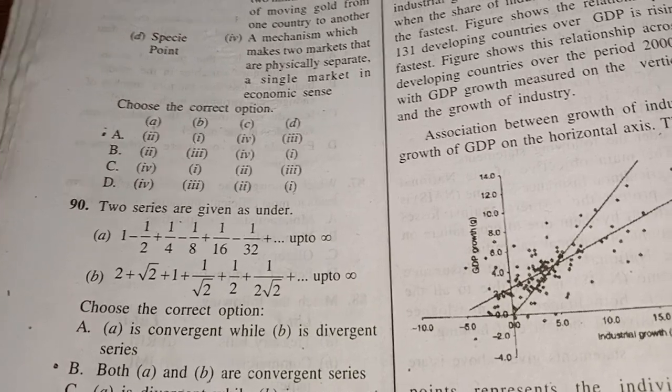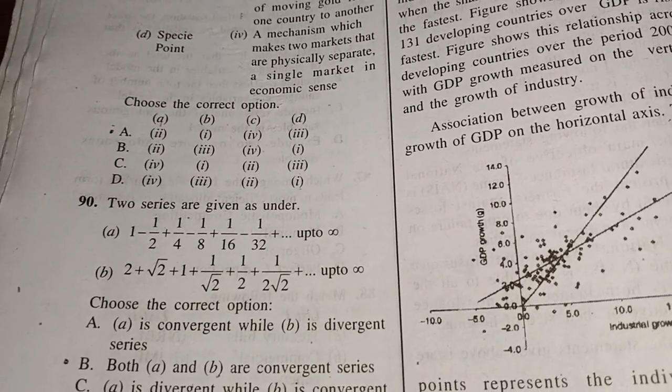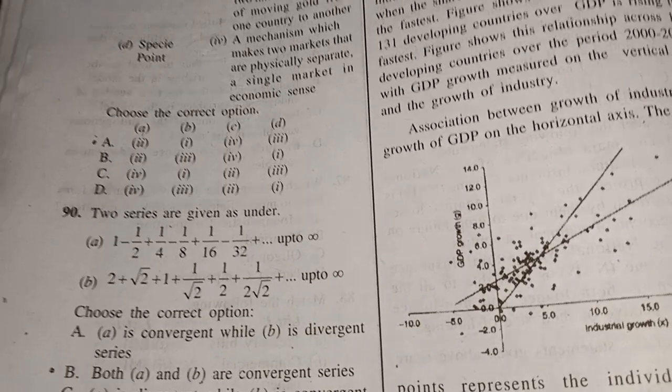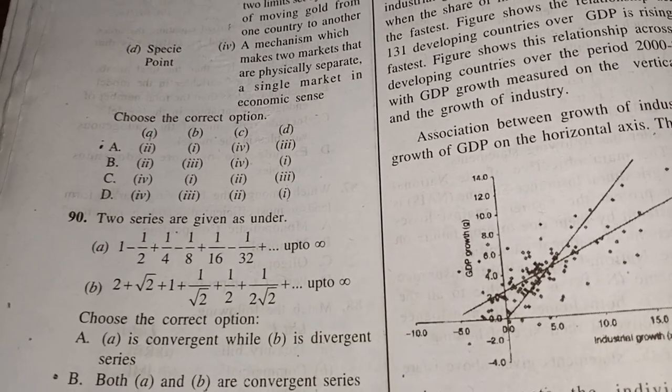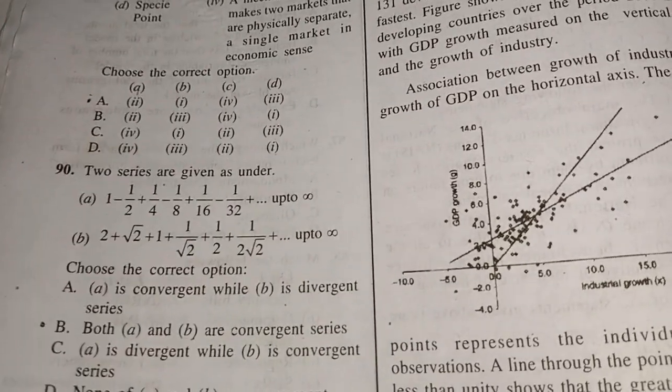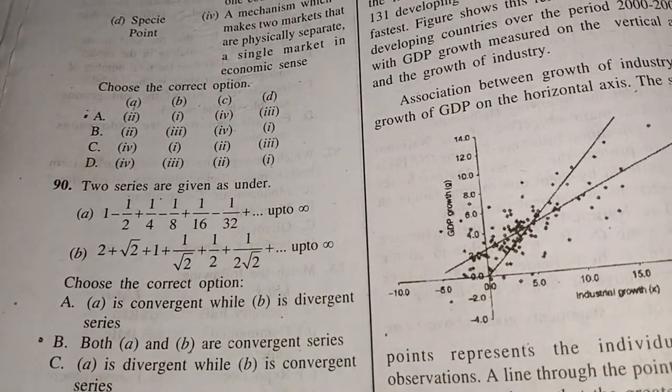Two series are given as under. A: 1 minus 1 by 2 plus 1 by 4 minus 1 by 8 plus 1 by 16 minus 1 by 32 plus up to infinity. B: 2 plus root 2 plus 1 plus 1 by root 2 plus 1 by 2 plus 1 by 2 root 2 plus up to infinity. Both A and B are convergent series.